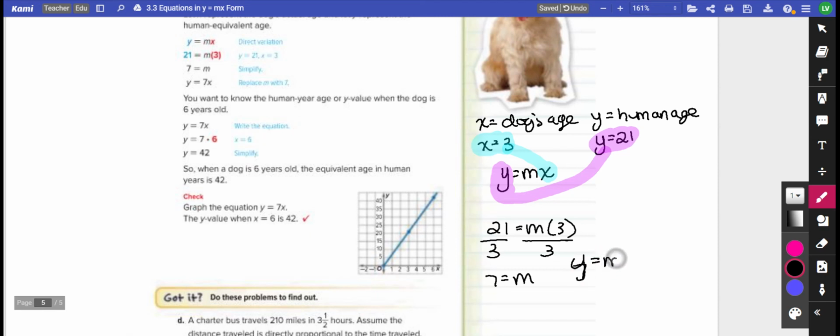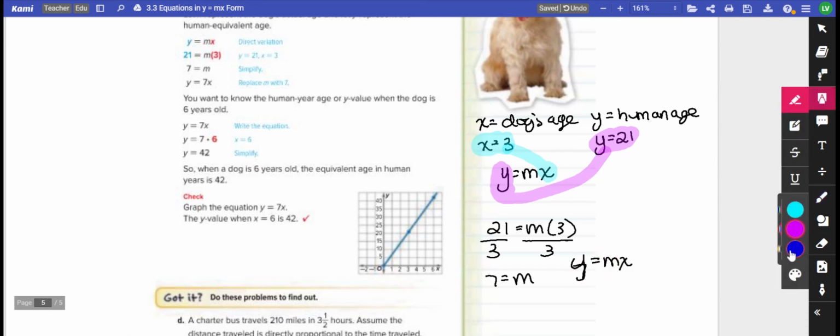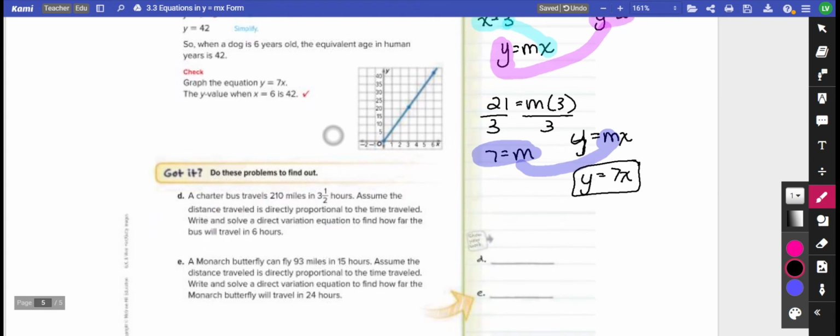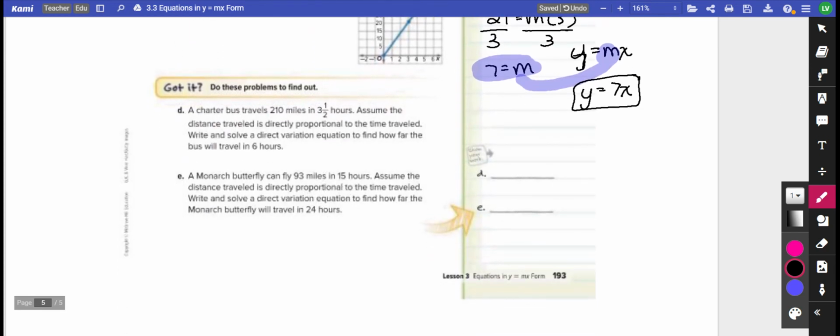Well, I need to replug that into my equation. Y equals mx. This time, I am substituting my value of 7 in for m. So that gives me y equals 7x. So that's going to be my equation. So got it? I'm going to do these problems to find out.